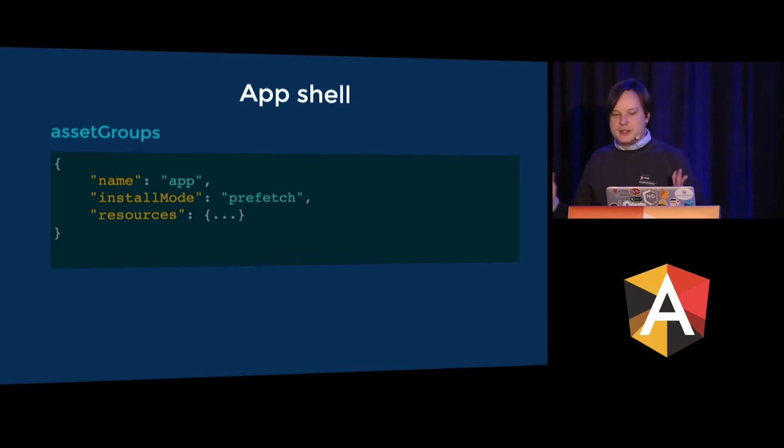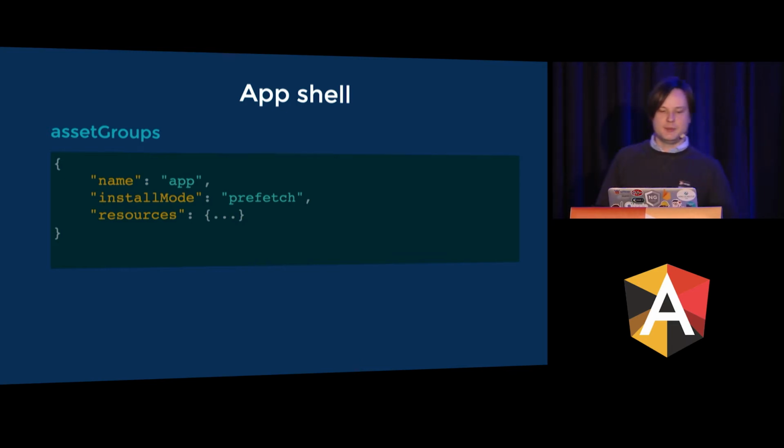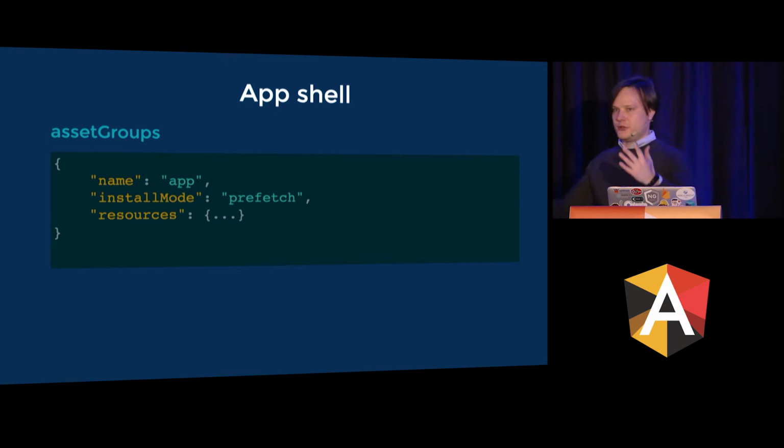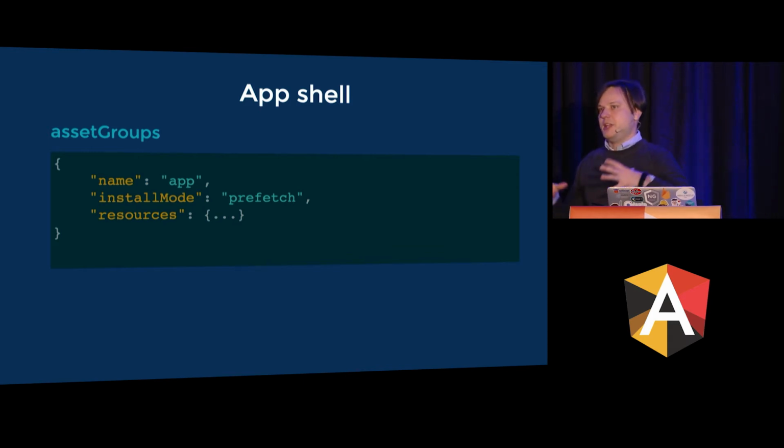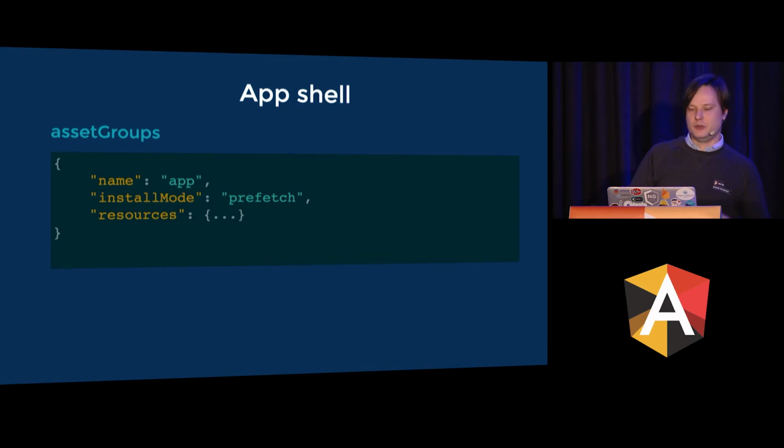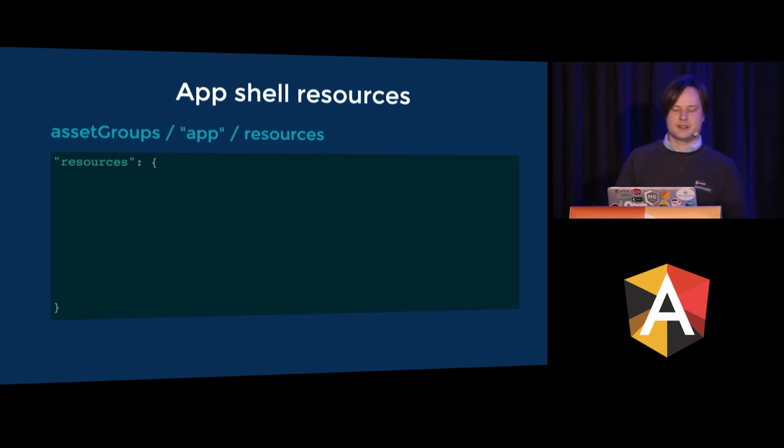So how do we create this app shell inside these asset groups? We first have a name, so it's up to us how to name this. This is the default settings from a newly generated Angular service worker. Install mode, prefetch versus lazy. I believe it's quite self-explanatory: to get all the resources right on service worker start, or to get them only by explicit user request. For the app shell, of course, it makes sense to go for prefetch, at least for critical resources, and resources themselves.